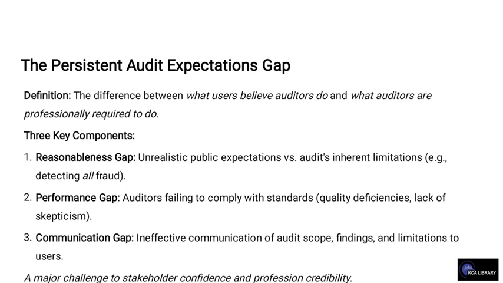We need to look at the audit expectation gap. When we talk about the audit expectation gap, this is the difference between what users believe auditors do and what auditors are professionally required to do. We can divide this into three components. The first one is the reasonableness gap, where we talk about unrealistic public expectation versus audit inherent limitation. An example of this is expecting the auditor to detect all frauds.